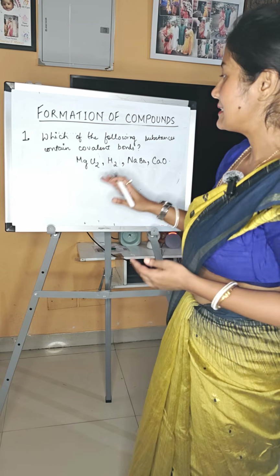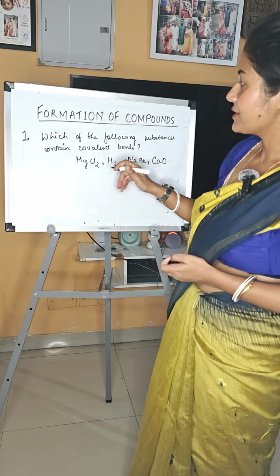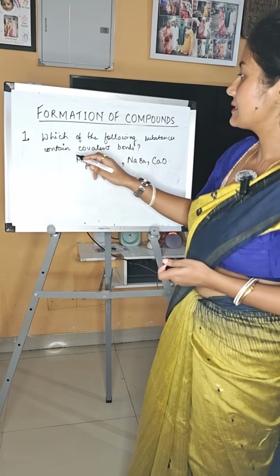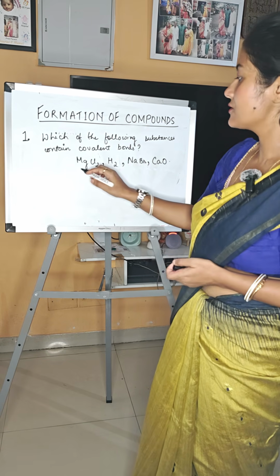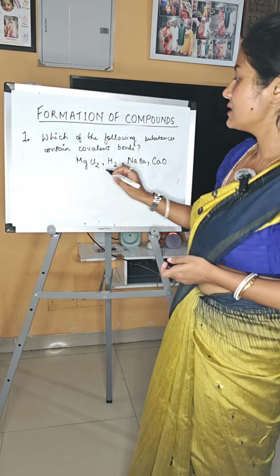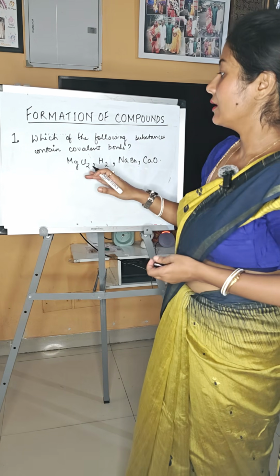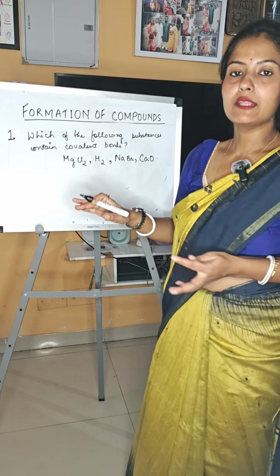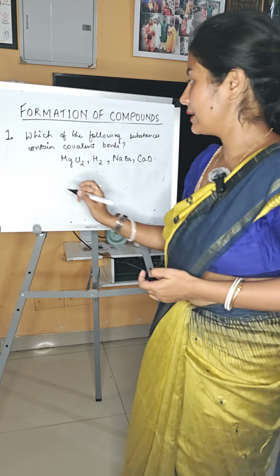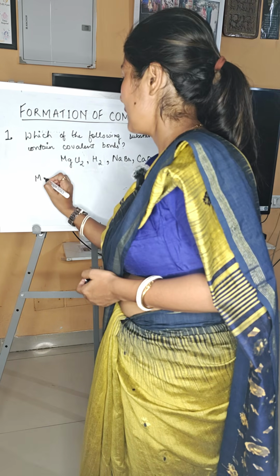So let us discuss one question here. So the question is, which of the following substances contain covalent bonds? So these 4 options are given: MgCl2, H2, NaBr and CaO. So we will try to find out what are the types of bonds in each of these molecules. So let us see the first one, MgCl2.